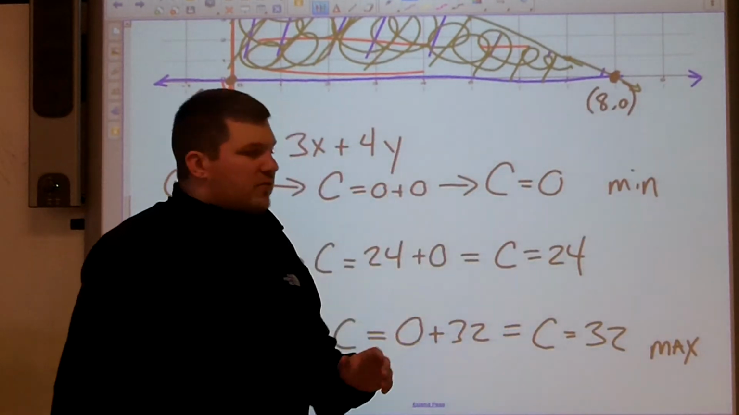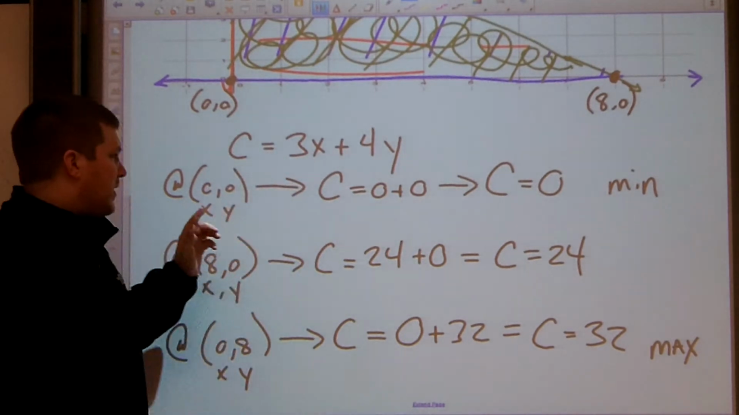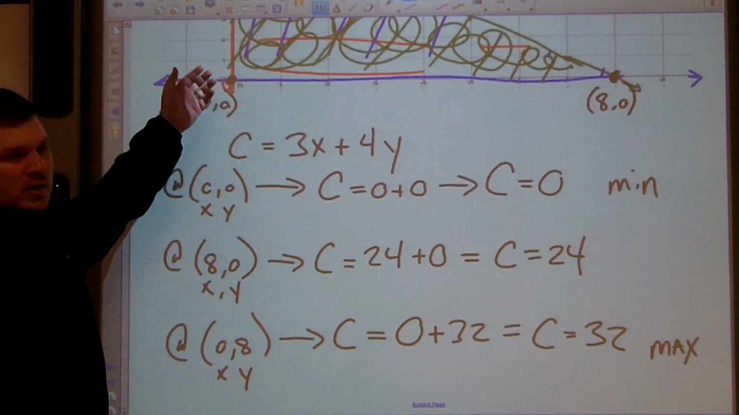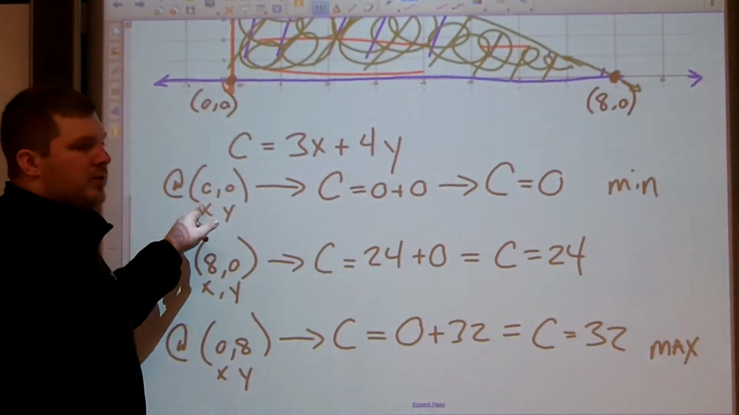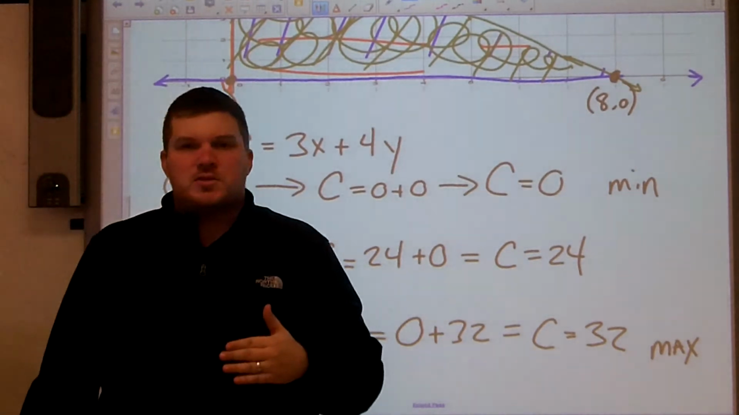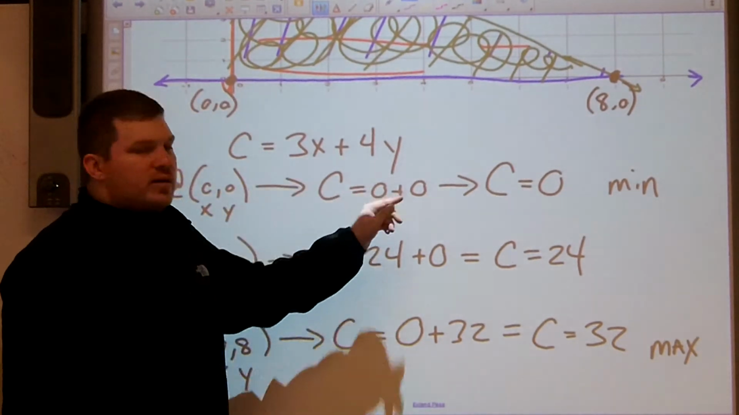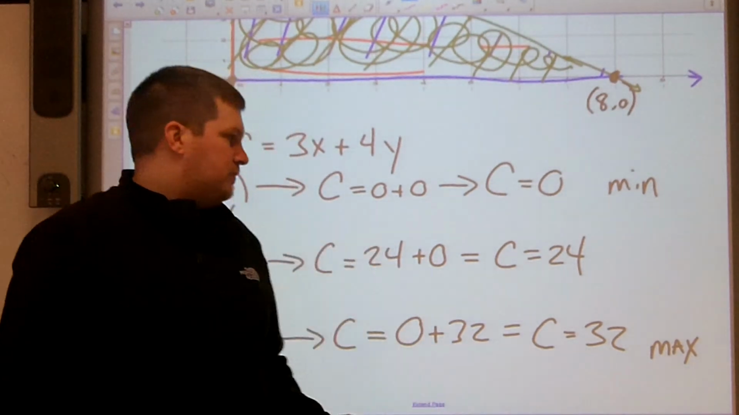Okay? So if I want to minimize cost, let's pretend that this function represents the cost for my company. If I want to minimize cost, obviously, I sell nothing. Let's say I'm selling hammers and screwdrivers. So x represents the number of hammers sold, and y represents the number of screwdrivers sold. So obviously, if I sell nothing, then it doesn't cost me anything to make it.